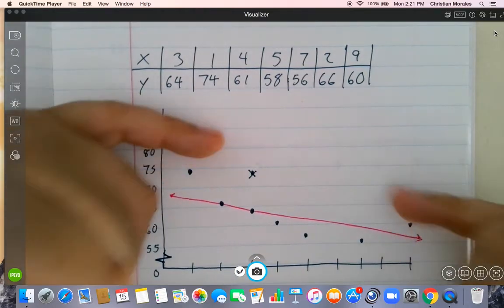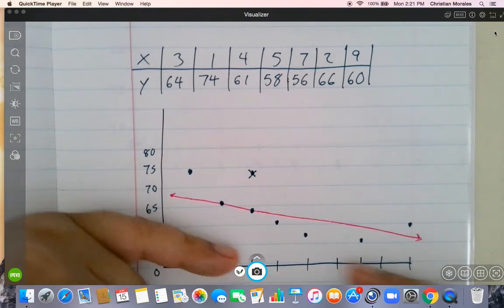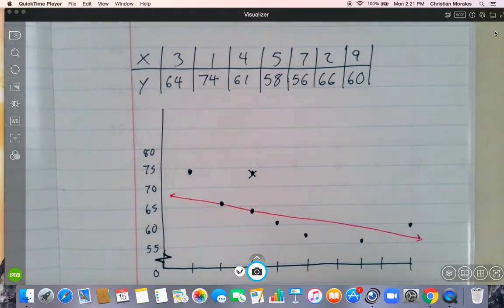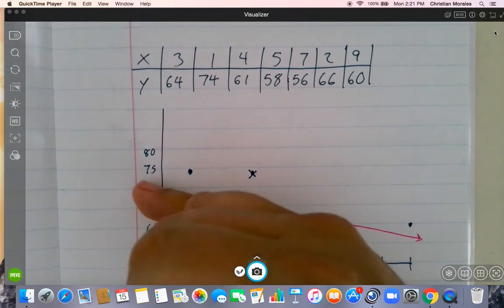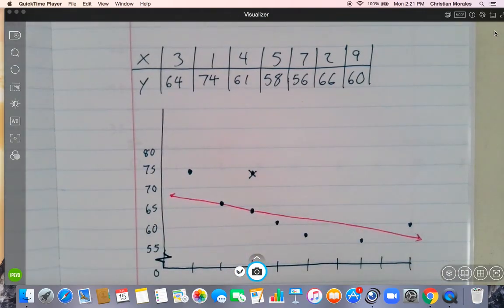It should never be completely on top. It should never be completely on bottom. You're trying to go through the middle. Now, if it doesn't touch any points, that's fine. It does not have to touch any points. It can go through the middle of the points and not touch any point. That is fine. But I would say that this has a negative association. It looks like it's going downward. And that's basically how you interpret a scatter plot and how you make one.